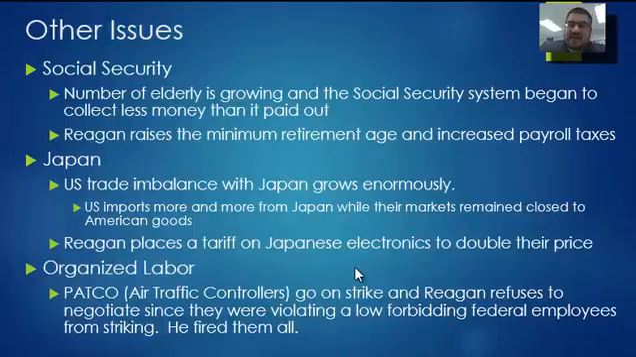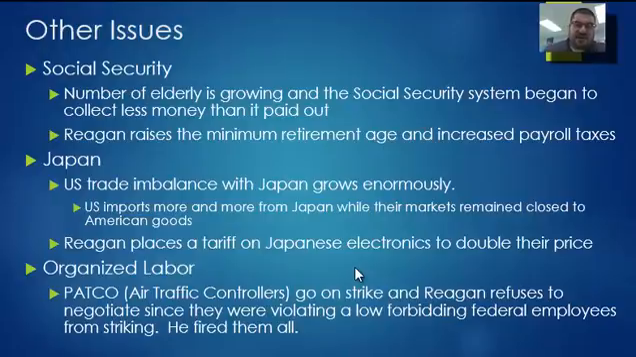And there's the air traffic controller strike, where the PATCO union goes on strike, and Reagan refuses to negotiate with them since they're violating a law that forbids federal employees from striking, and he fires all of them, which is kind of a setback for unions.